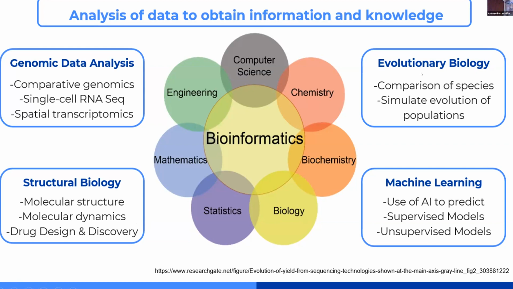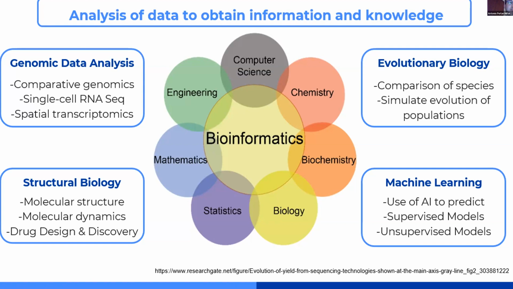Another branch is evolutionary biology, with the comparison of species or the simulation of the evolution of a population with the offspring or even the generation. We can simulate with code, basically. And the machine learning branch, which is the use of artificial intelligence to predict behavior.